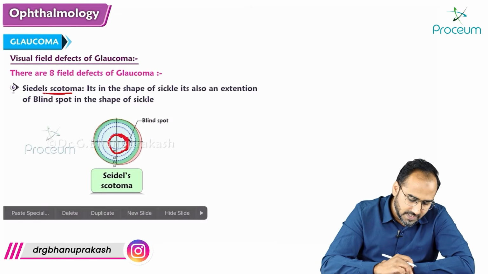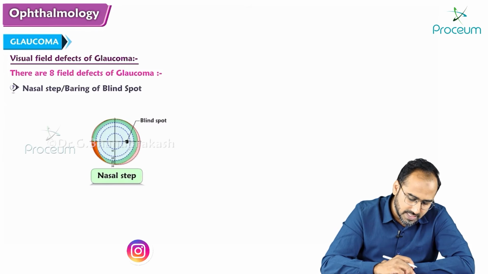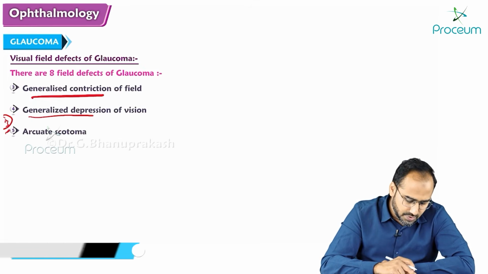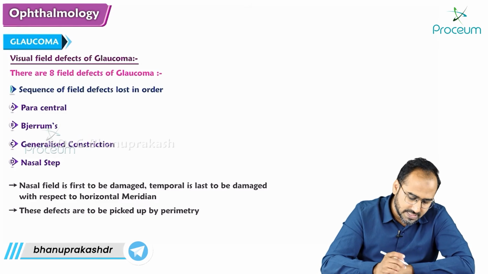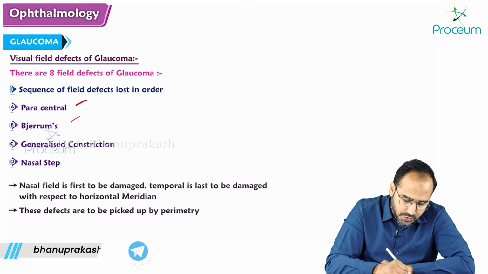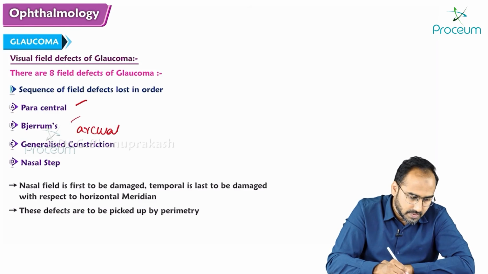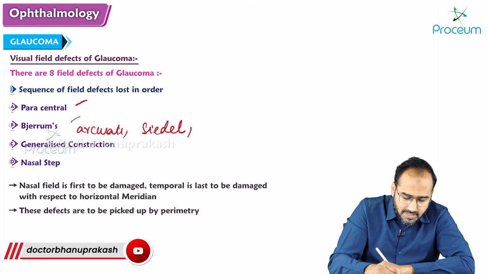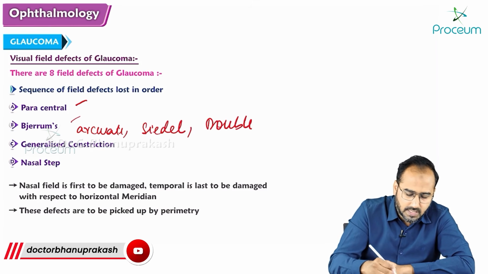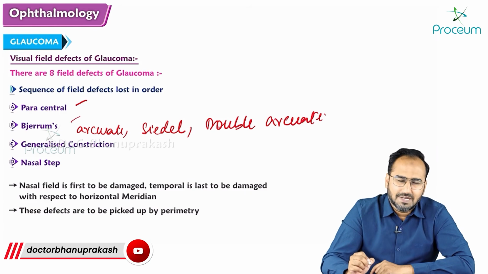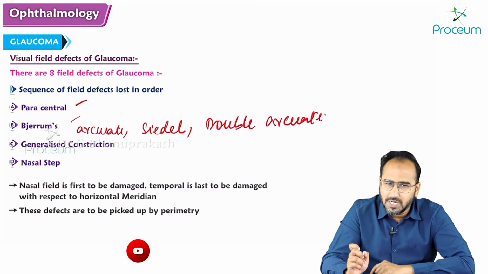These are the visual field defects that you see in glaucoma. These are the most important visual field defects that we have discussed. First there is paracentral, then pericentral scotoma, then arcuate scotoma, then Seidel scotoma, then double arcuate scotoma.